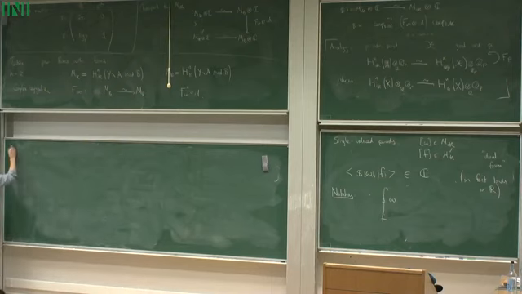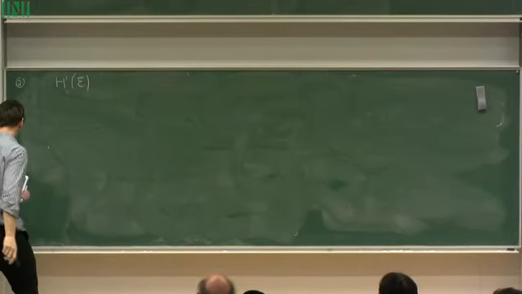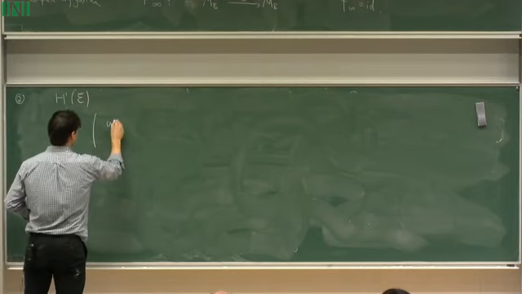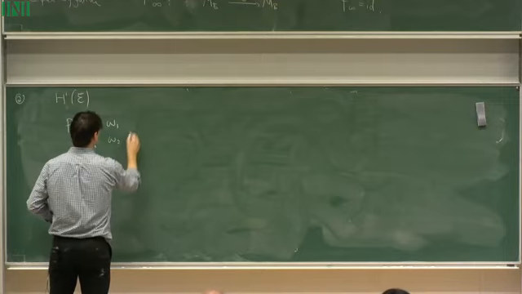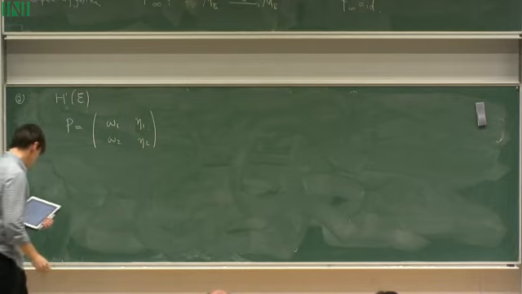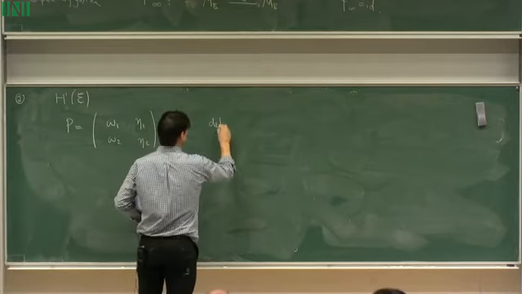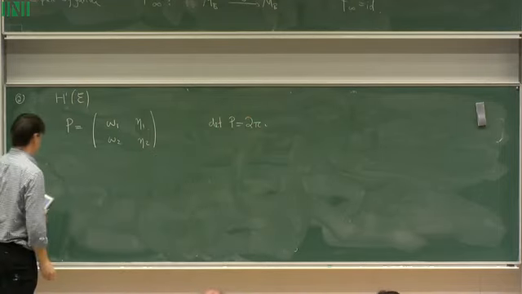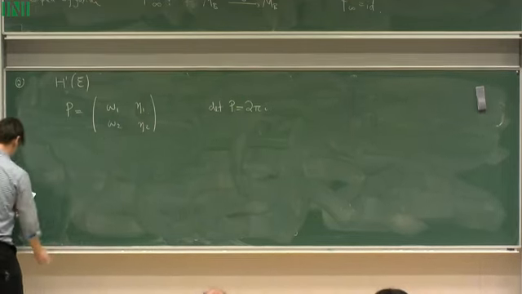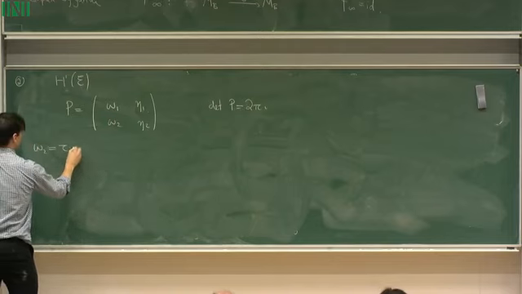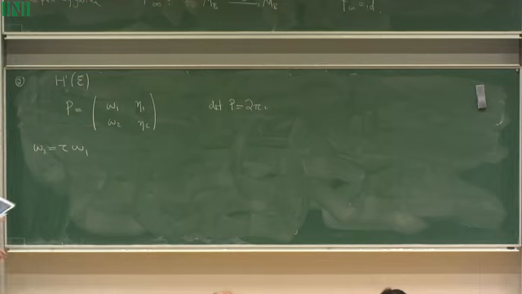Okay, so the next example was H1 of an elliptic curve. I wrote down, in a slightly rushed way, a 2 by 2 period matrix with periods and quasi-periods. It satisfied that the determinant of P was 2 pi i, which was Legendre's relation. And I said that we write omega 2 is tau omega 1.